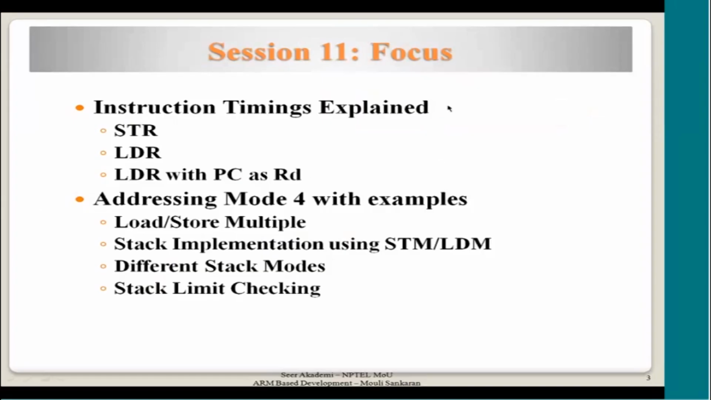Mainly the first part of the discussion would be to find out how much time a particular instruction takes and how we calculate it. I will show you with an example a pipeline and what happens inside a pipeline, so that this becomes very clear to you. And then we will talk about addressing mode 4 using those LDM and STM instructions.